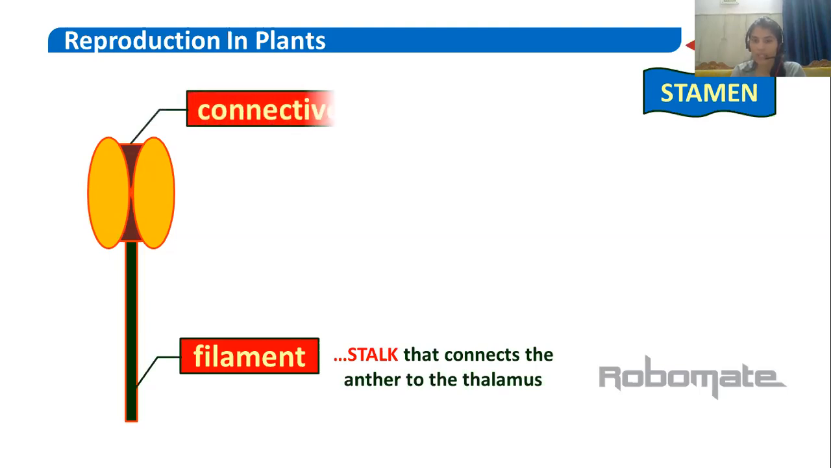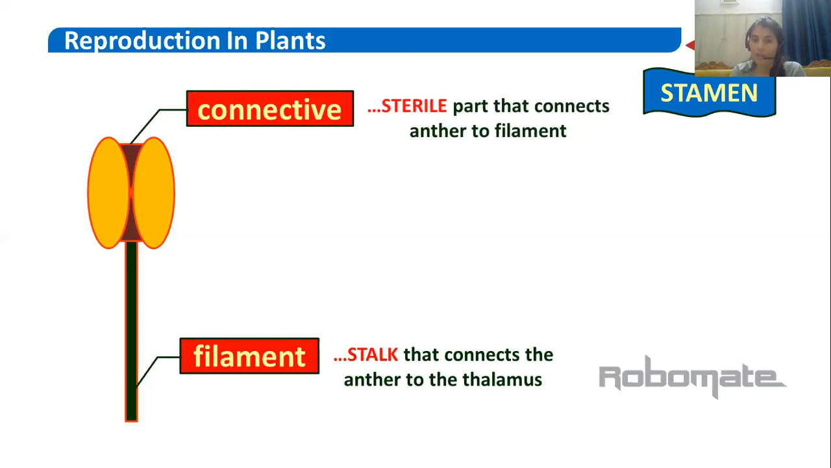Now the second one is connective. What is it? Connective. As the name signifies, it connects something. And what does it connect? It connects the anther to the filament. It is a sterile part, and it connects the anther to the filament. It is made up of vascular tissues, so this is the connective.